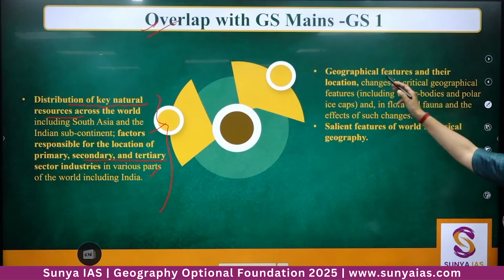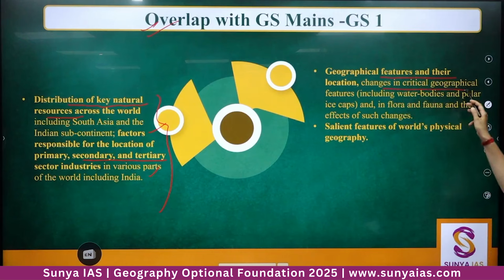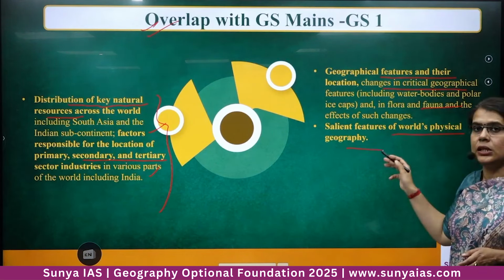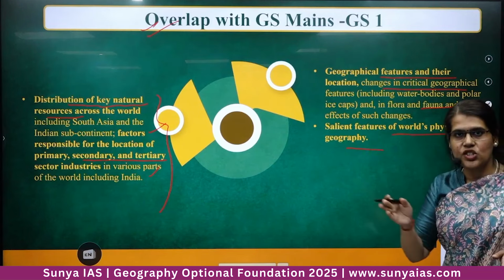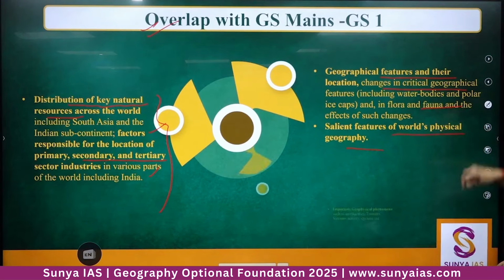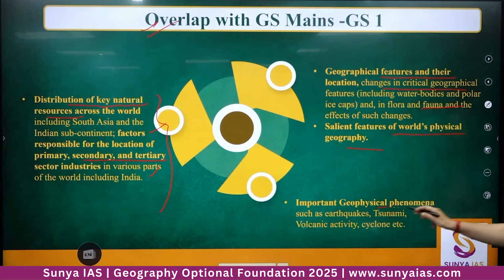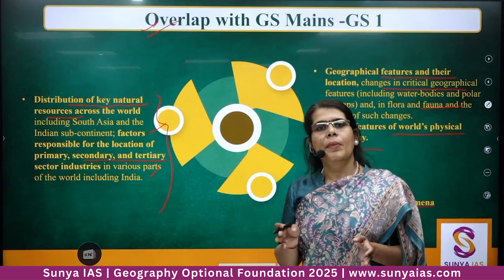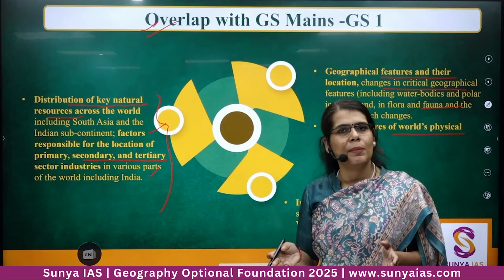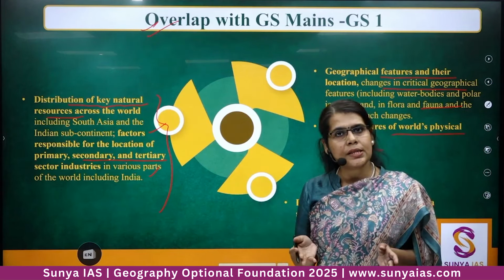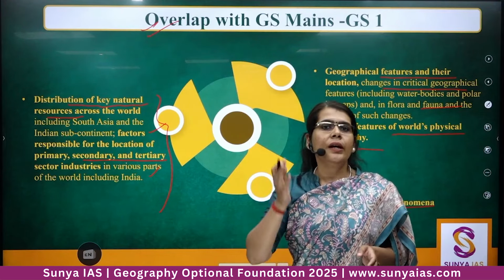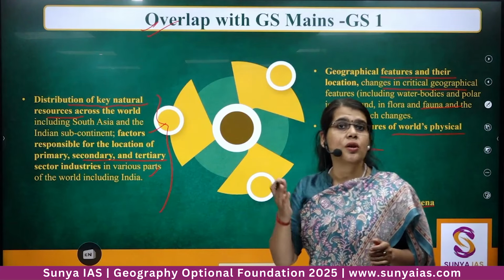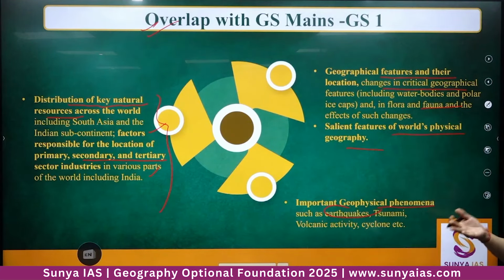Then secondly, geographical features and their location, changes in the critical geographical features, etc., and salient features of world's physical geography. Again, an overlap with the geography optional syllabus, bachcho. Then, important geophysical phenomena, that is earthquakes, tsunamis, etc. Now, all of them will be covered as a part of the basics itself in the unit encompassing geomorphology. So these questions seem to be a cakewalk in GS paper 1, that is the geography section, because you have already studied the concepts in your geography optional, bachcho.